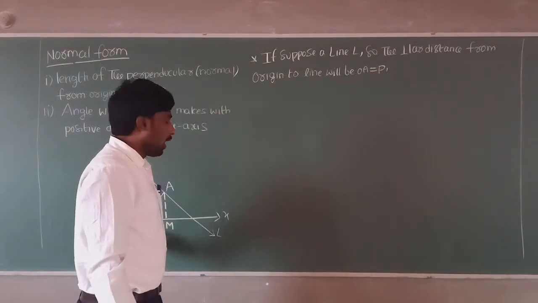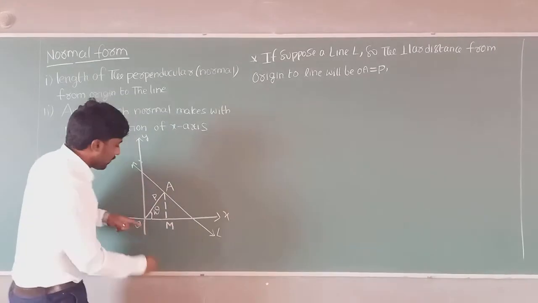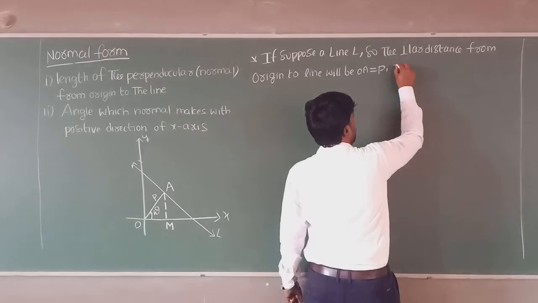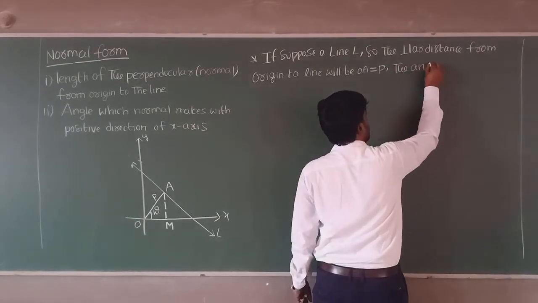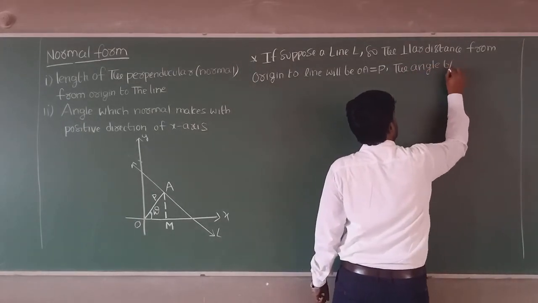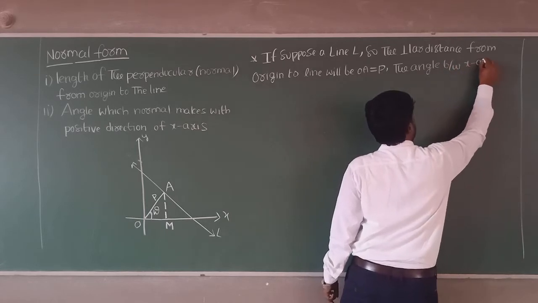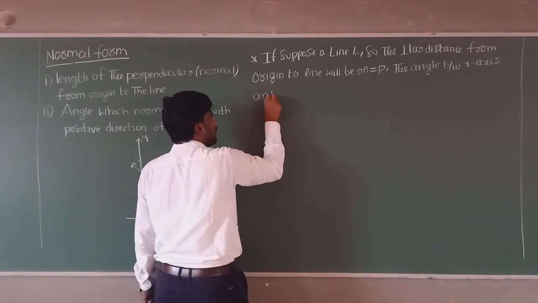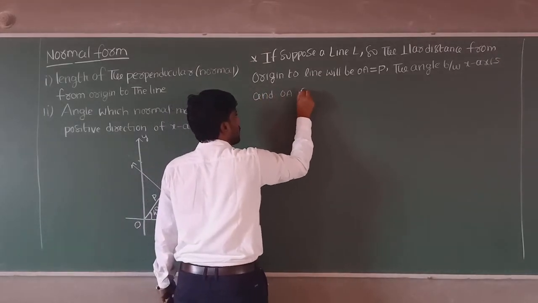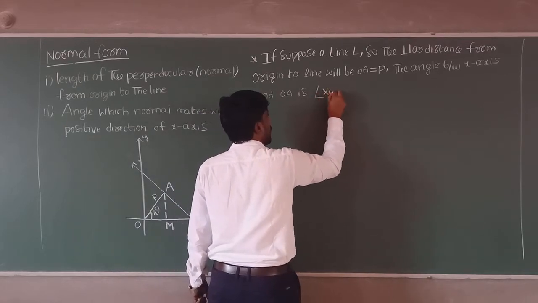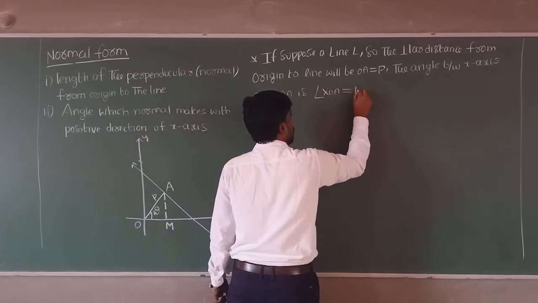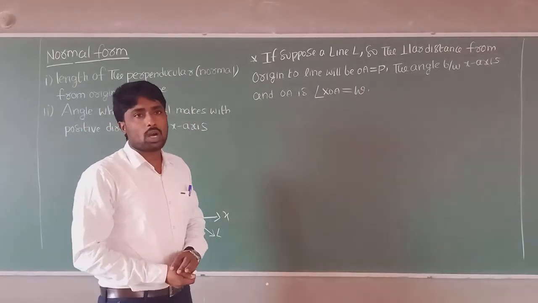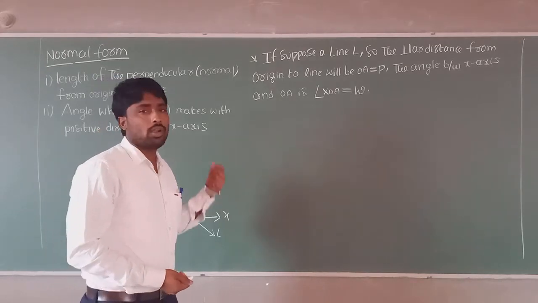Next, what do they give? The angle omega. The angle between the x-axis and OA will be omega. So the angle between the x-axis and OA is angle XOA, which is equal to omega. Here they gave these two components. So our purpose is what? To find the slope of the line and a point on it.